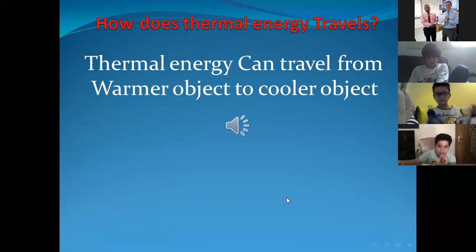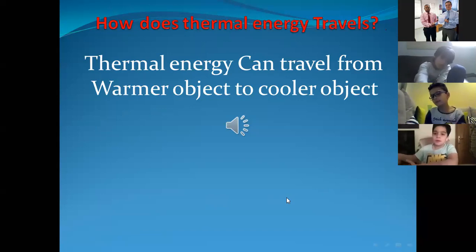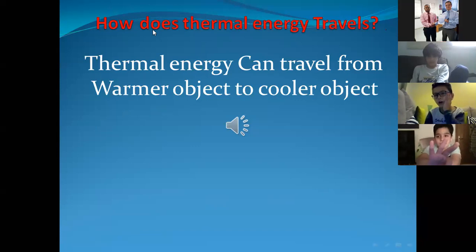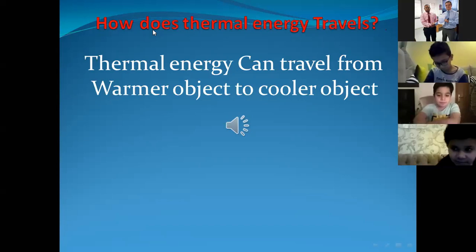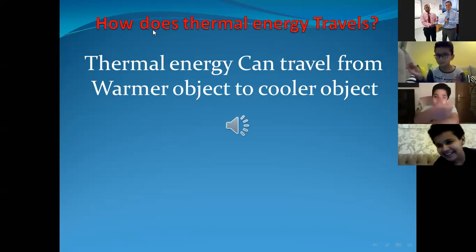How many ways do we have for thermal energy to travel from one place to another place? Raise your hand, please. Mazen, how many ways? Conduction. Yes, 3 ways: conduction, convection, and radiation. Thank you.